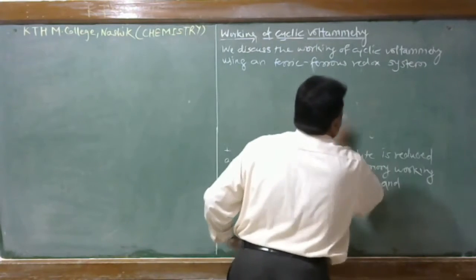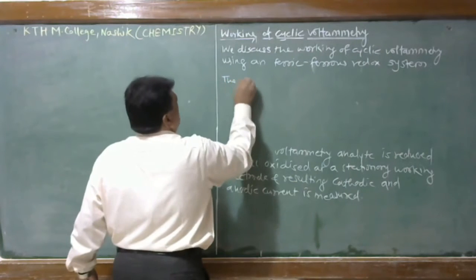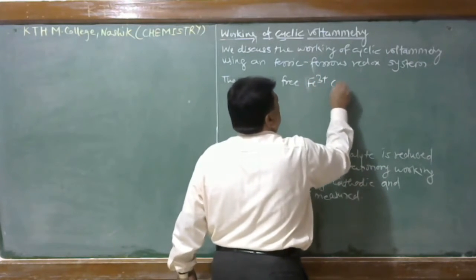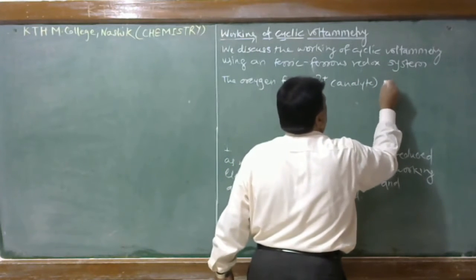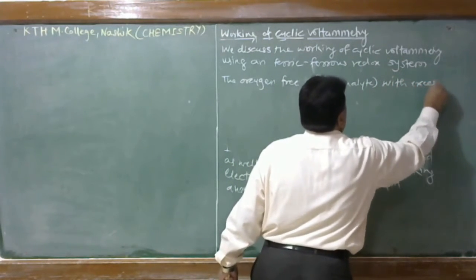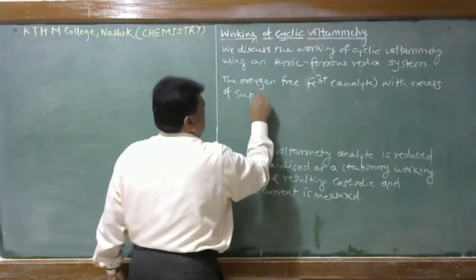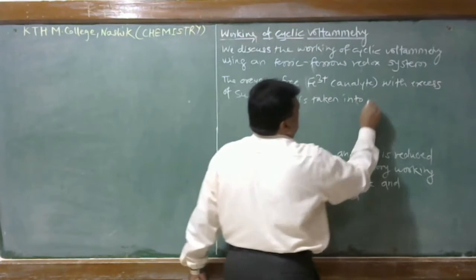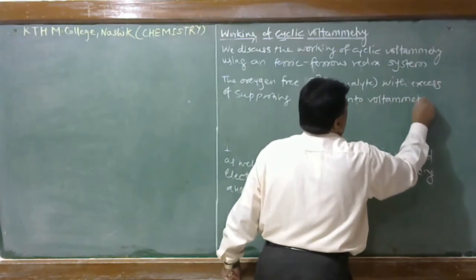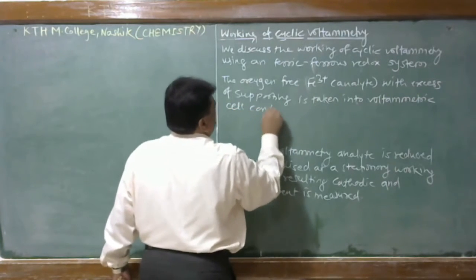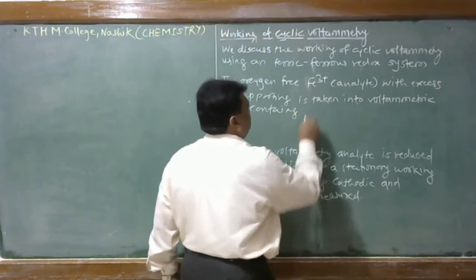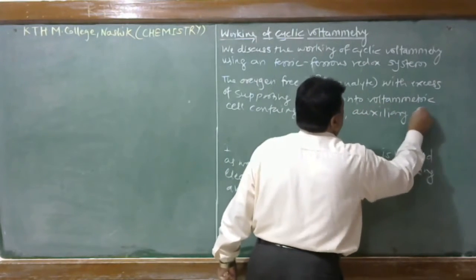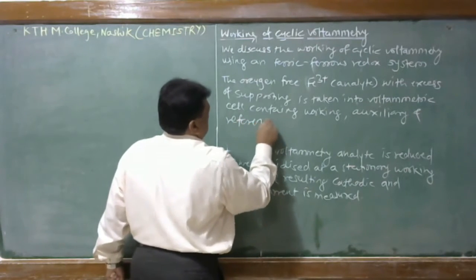Now for this study, the oxygen-free Fe3 plus, that is analyte, with excess of supporting electrolyte is taken into a voltammetric cell containing stationary working electrode, auxiliary electrode and a reference electrode.